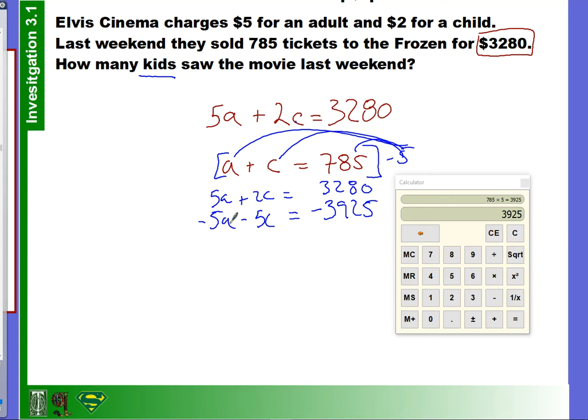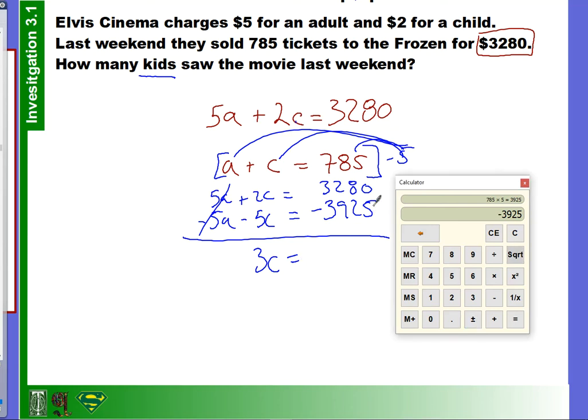opposites. And if I add opposites together, they will cancel out. They will disappear. So if I now go ahead and add these two expressions, I will have no more adult tickets, will I? I will only have my kids' tickets. 5a minus 5a is 0, so it cancels out. Beautiful. 2c minus 2c is 3c. All right, now we're getting somewhere.